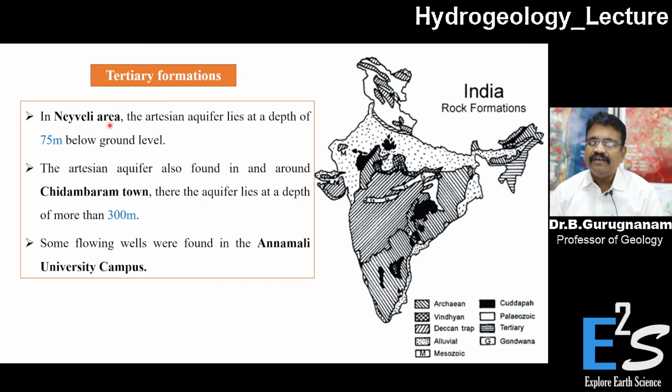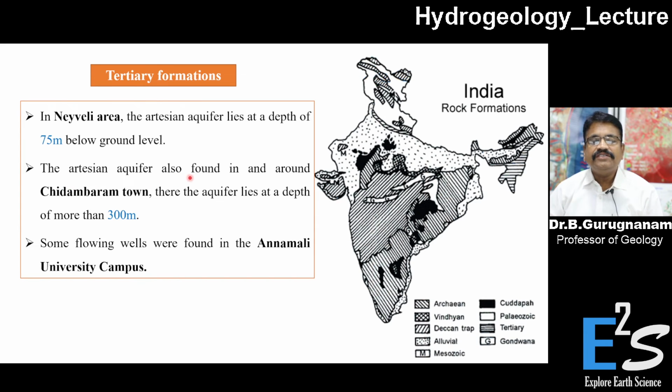Neyveli is the area. Neyveli formations, tertiary. You can notice the tertiary formations here. It is not exactly given here, but it will come near to the surface, near the coastal Neyveli in the Cuddalore district. The artesian aquifer lies at a depth of 75 meters itself. If you make a borehole above 75 meters, automatically you will get water. You don't need to pump the water by using a pump.